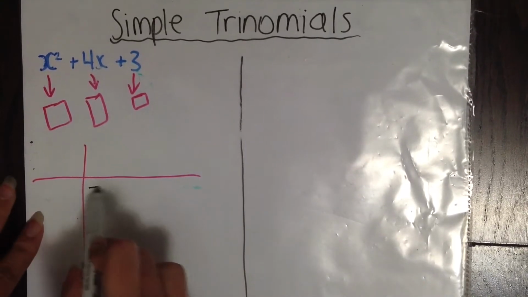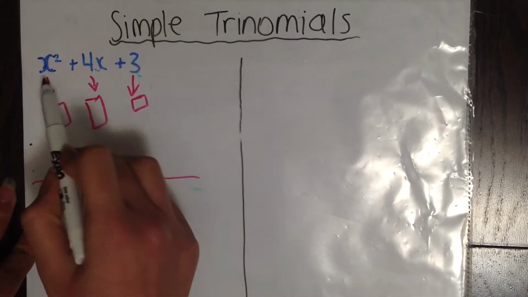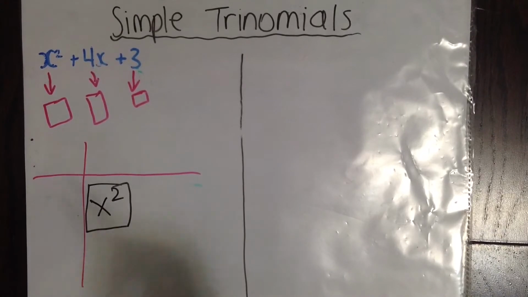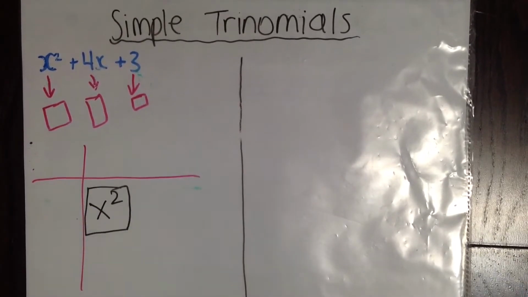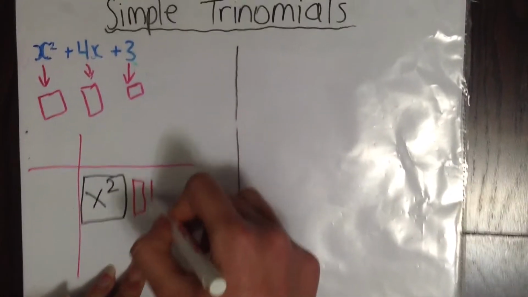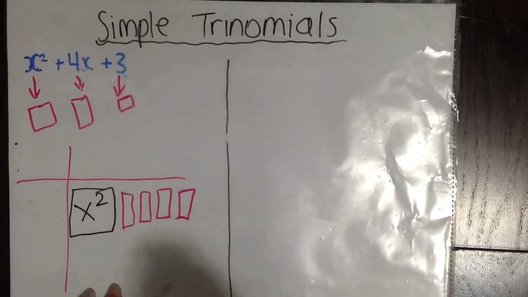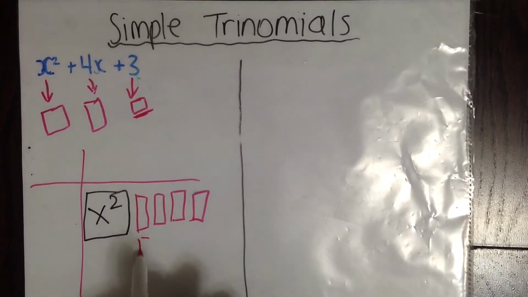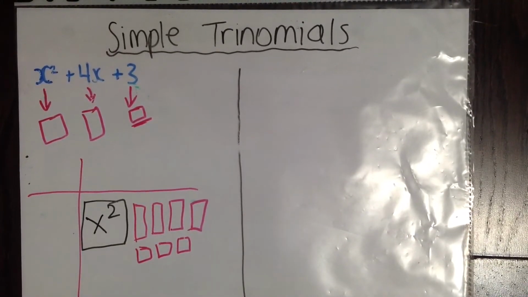So how you can do that is, you know that this is a tile that I use for x squared. So this is x squared. And now if you look, it says 4x plus 3. So if I choose to draw 4 tiles here, 1, 2, 3, 4, that won't work because I need to also have 3 of these. But if I do that, as you can see, this is not a perfect rectangle, so that would not work.